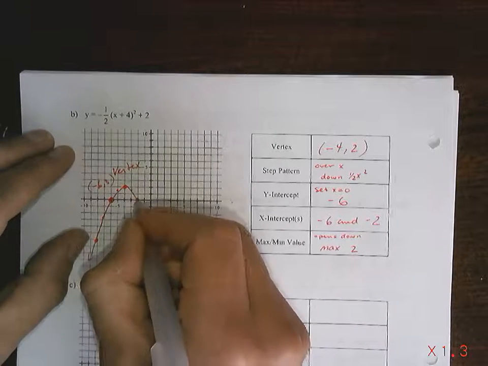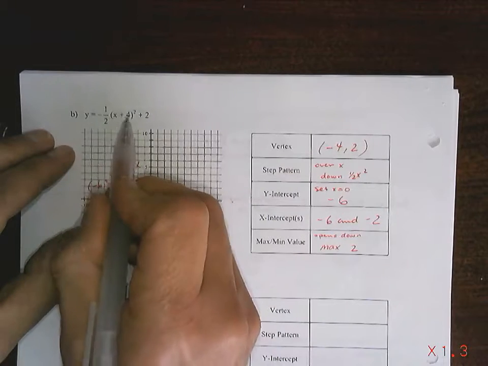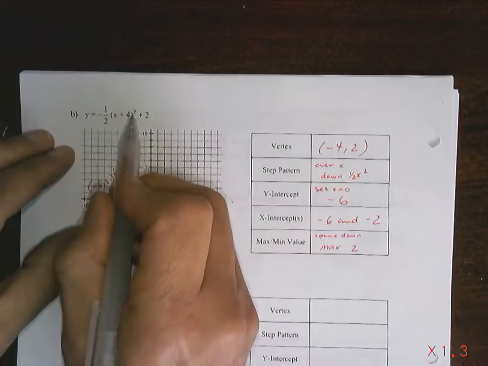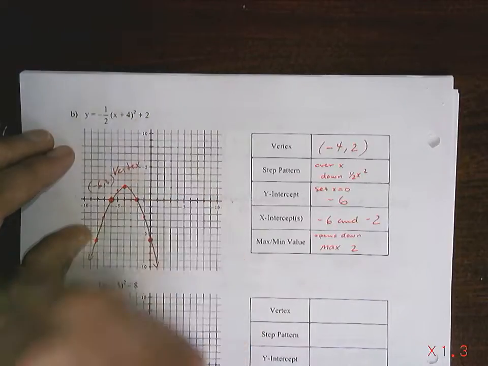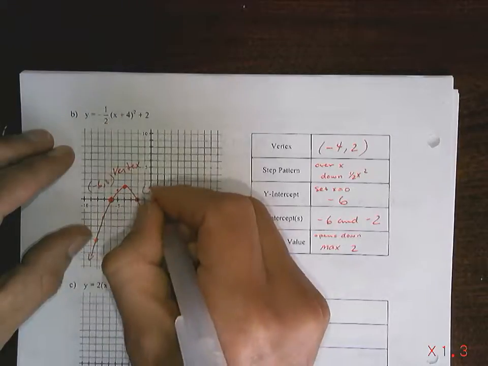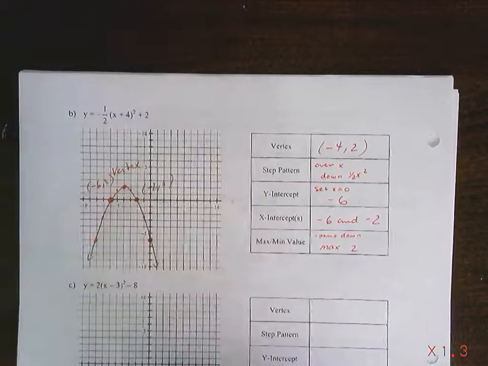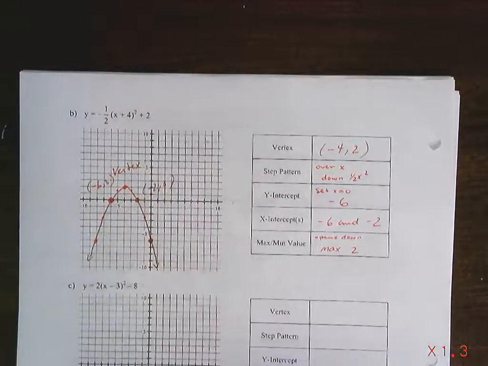What if I plugged in negative 2? Negative 2 plus 4 is 2, 2 squared is 4, divided by 2 is 2, negative 2 plus 2 is 0. So this point also is an x-intercept. We're done. Next one.